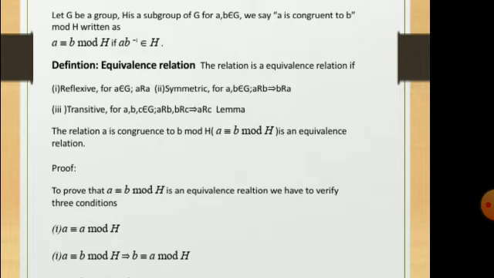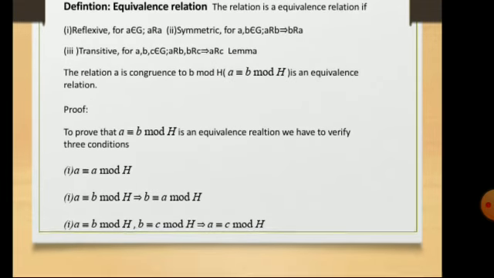Now let us see a lemma based on this definition. The relation a is congruent to b mod H, that is written in the symbolic form, is an equivalence relation. We have to prove the congruence is an equivalence relation. Now let us see the proof.